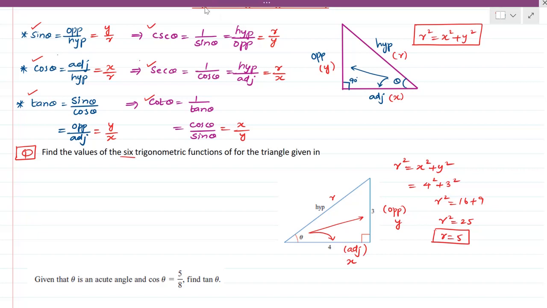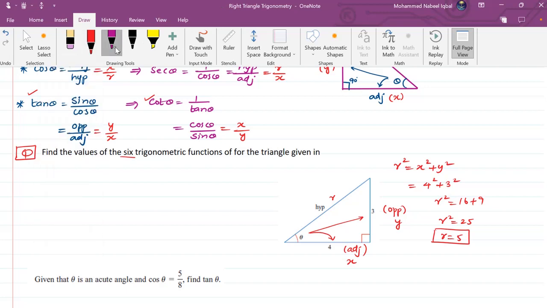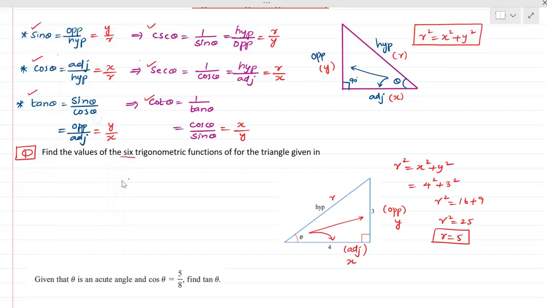Now I just substitute the values here. First, I start with sine. Sine theta is nothing but y over r. y is 3, and r we have calculated as 5. So it is 3 over 5. Next, cosine theta. It is x over r. x is 4 over 5. Tan theta, which is here y over x. The value is 3 over 4.